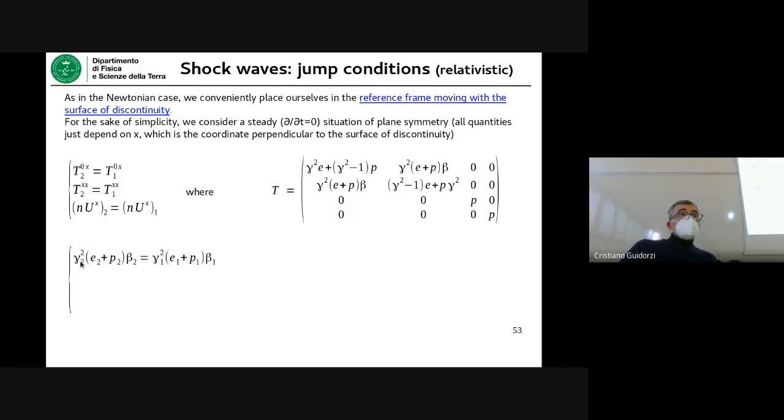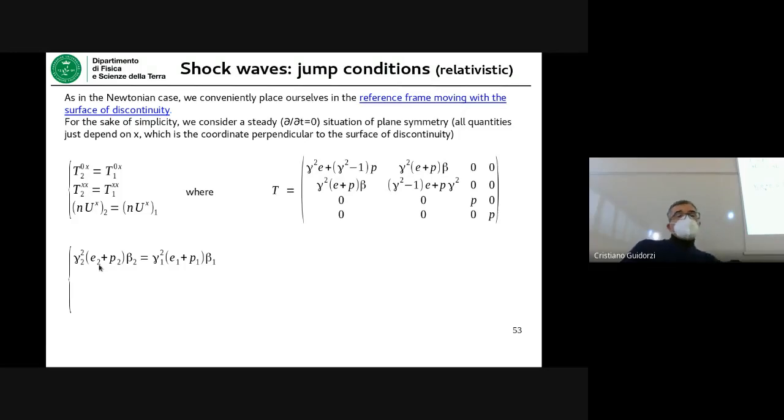Gamma 2, what is gamma 2? Well, gamma 2 is the Lorentz factor of the fluid in the comoving frame of the shock. Well, I remind you, the way we define the stress energy tensor, E and P in particular, is defined in the comoving frame. So this is energy density in the comoving frame of the fluid. Here the fluid is fluid 2, downstream. So this is the energy density in the frame in which fluid 2 is at rest.